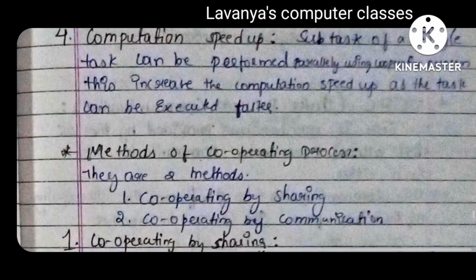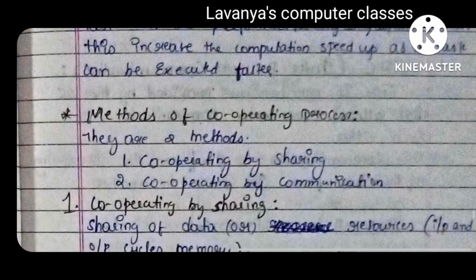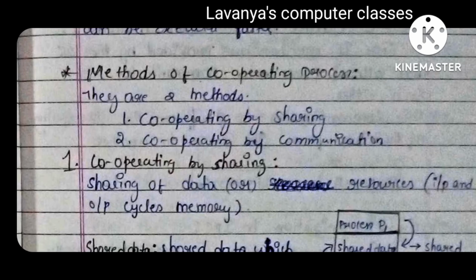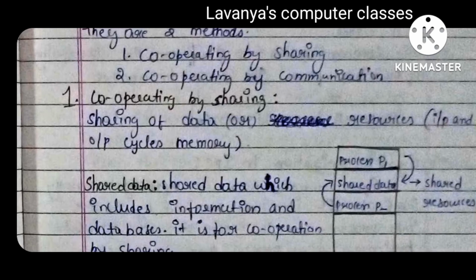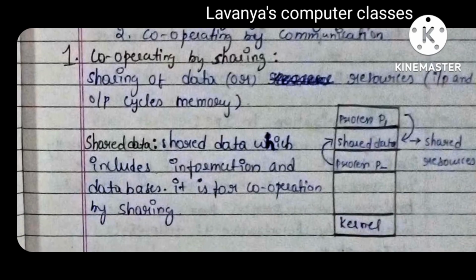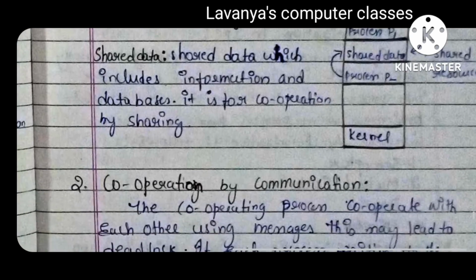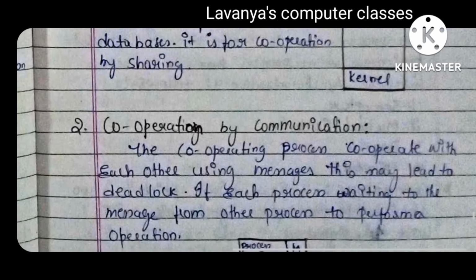Next, methods of cooperating process. Two methods of cooperating process are there. One is cooperating by sharing, the other is cooperating by communication. This is the explanation of cooperating by sharing. This is for cooperating by communication.